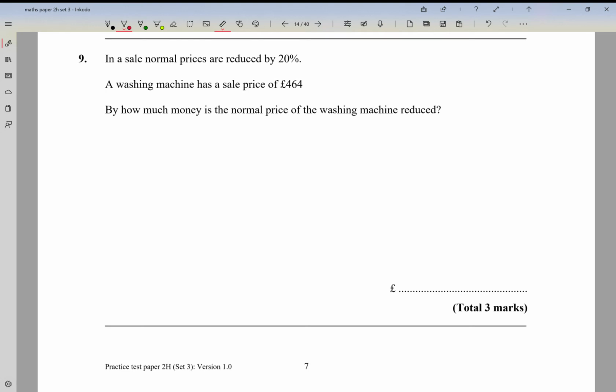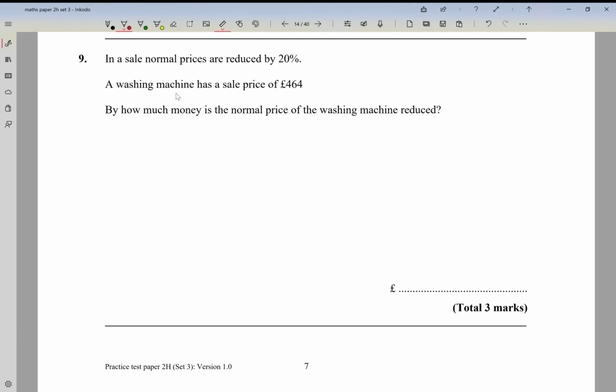Okay, so here we have a question, and it talks about sale of an item. So often when it's a sale and something's been reduced. So in a sale, normal prices are reduced by 20%. The washing machine has a sale price of £464, but how much money is the normal price?